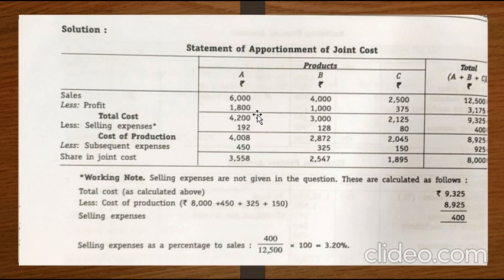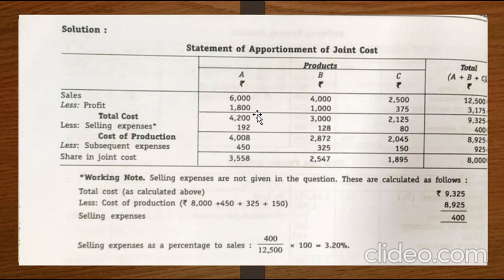So we will be taking the sales for all three products A, B, C, and the total column where we show the total cost for these products. Sales are 6,000, 4,000 and 2,500. The total is 12,500.